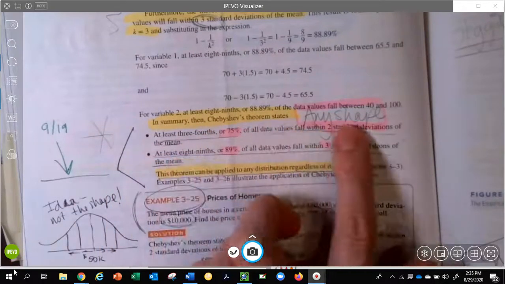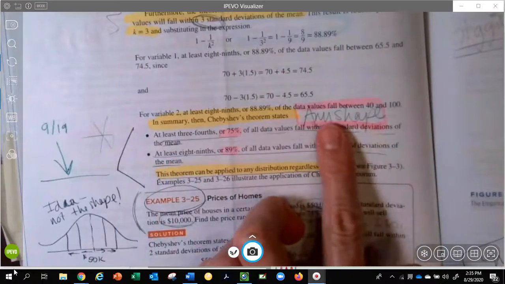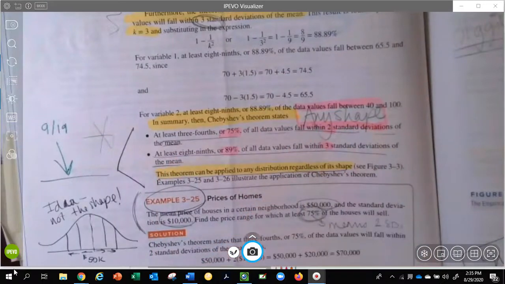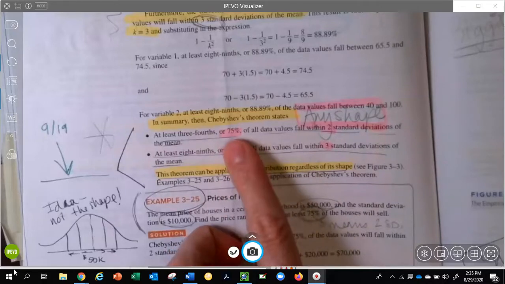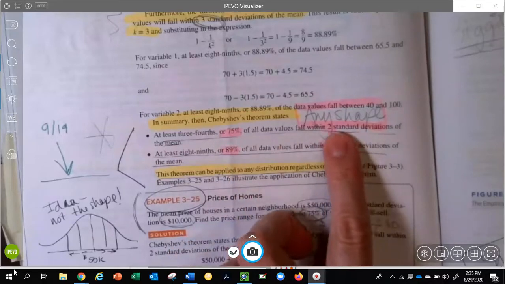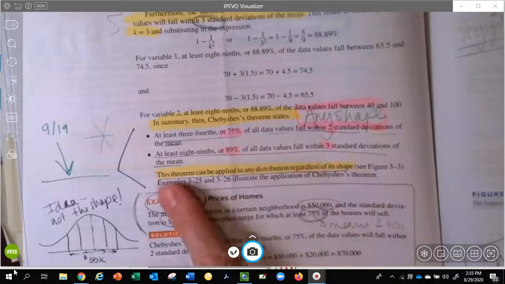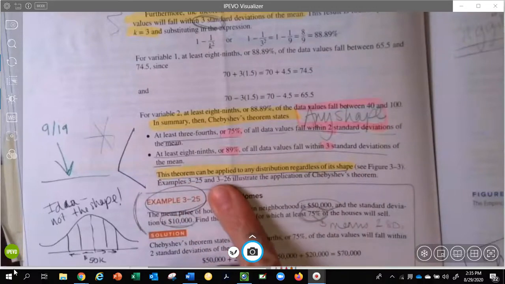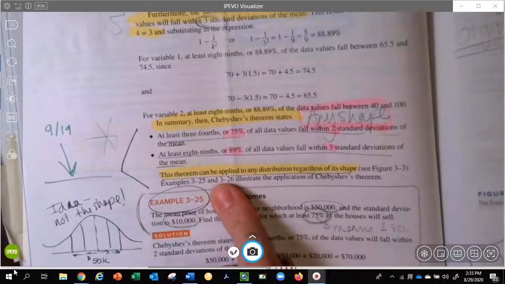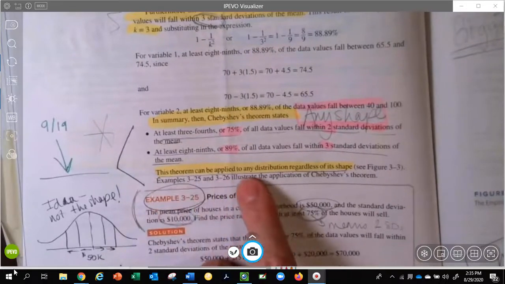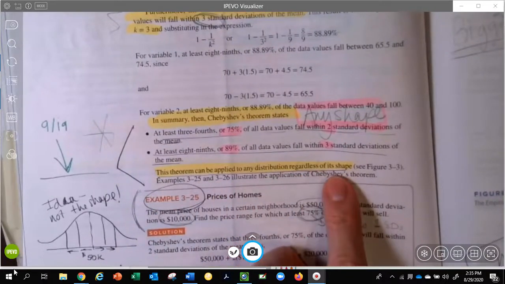Chebyshev's theorem goes for any shape. That's the cool thing about it. It doesn't have to be normally distributed. It can be any shape. 3/4, 75%, is 2 standard deviations. 88.89% is 3 standard deviations. Sorry, I'm jumping around and not being very clear, but this theorem can be applied to any distribution regardless of its shape.